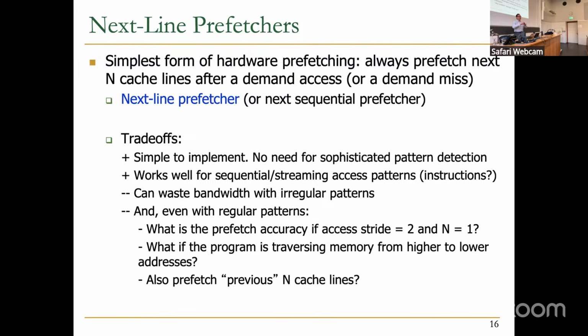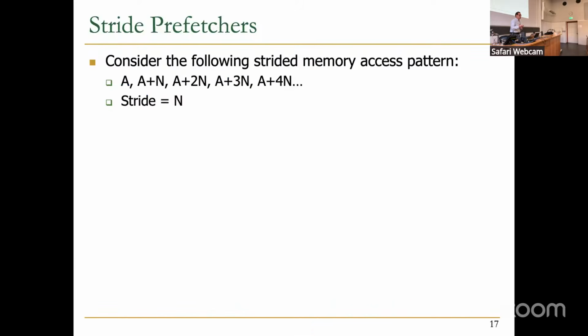So if you somehow have a classifier, for example, that decides, okay, for this part of the program I should do a next line, maybe this could work. But as a general prefetching mechanism, it's not very desirable for the reasons we discussed. That's why people have developed stride prefetchers. Like I've already given you an example of this: A plus 2, A plus 4. More generally, it's A plus N, A plus 2N, dot, dot, dot. Here, the stride is N.